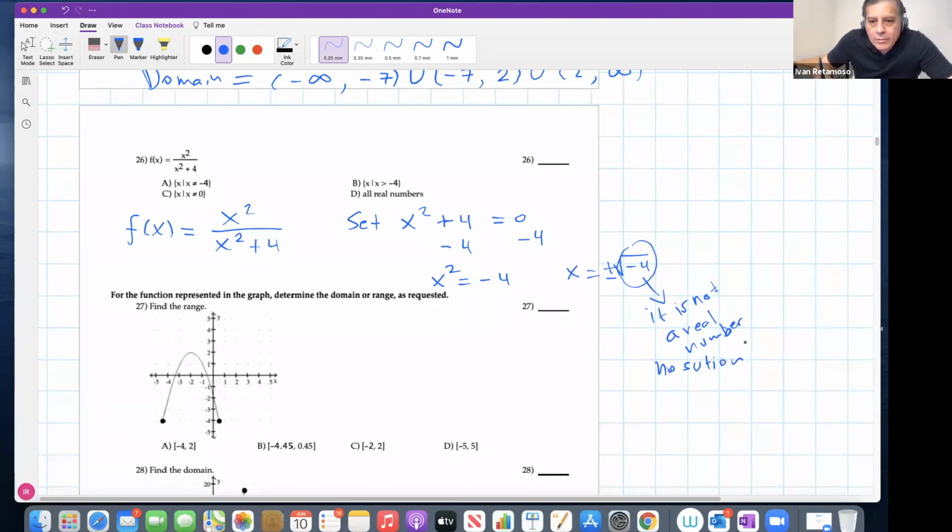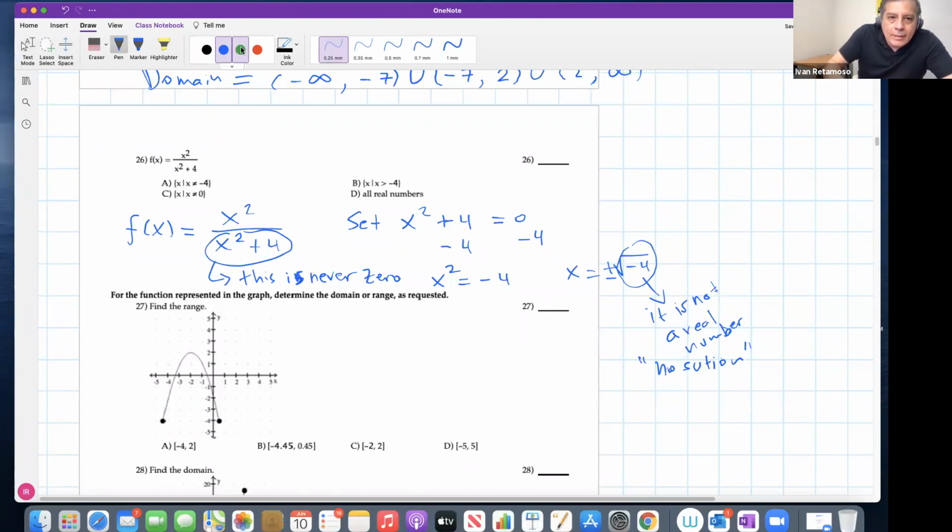So no solution means this will never be 0. So if it is never 0, it will never give us a problem. This function should be okay for evaluations when you consider x to be a real number. Any real number will produce a meaningful output here. So domain, all real numbers.